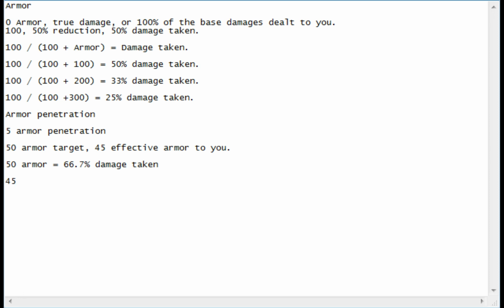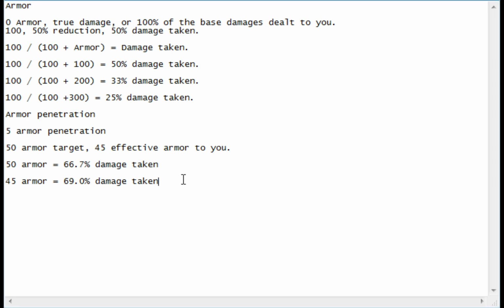With 45 armor, I don't know that value off the top of my head, so I'll do the math real quick. They take 69.0%. Now, that's not a huge difference, but it is a small amount.